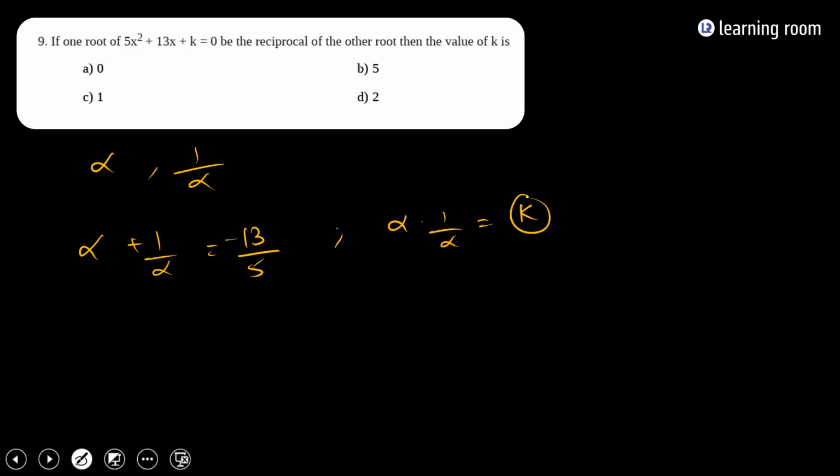Actually, that is not needed at all for us. Alpha plus 1 by alpha is minus 13 by 5. Alpha into 1 by alpha is k by 5. K is equal to 5. K by 5, that is c by a. So it is 5. Understood?